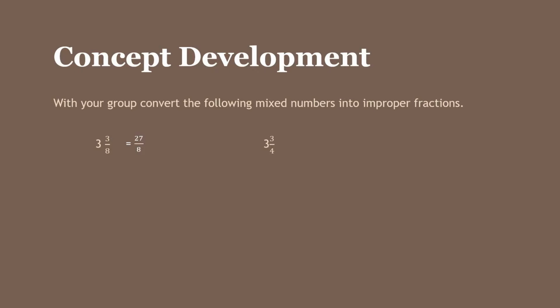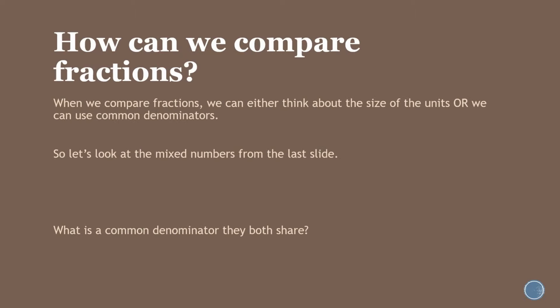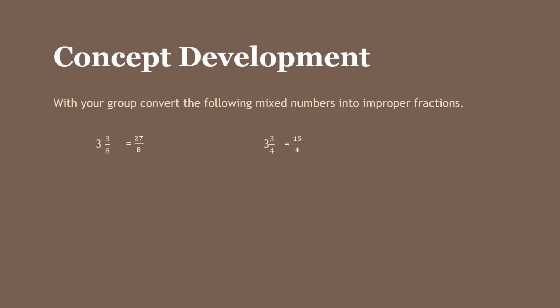For 3 3/8, you should have gotten 27/8 as your improper fraction. For 3 3/4, you should have gotten 15/4 for your improper fraction. So now I want us to think, how can we compare fractions? We can sometimes compare fractions by thinking of the size of the units. So using those tape diagrams, or even just thinking, going back to our last slide, if I had eighths here and I had fourths here, I know fourths are bigger. And then we're using that deep thinking skill to compare using the size of those actual units.